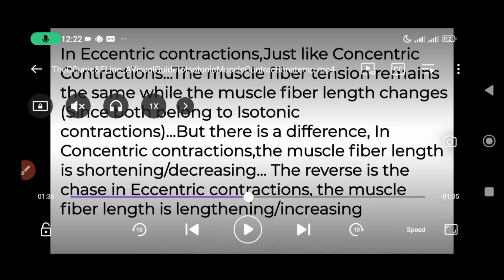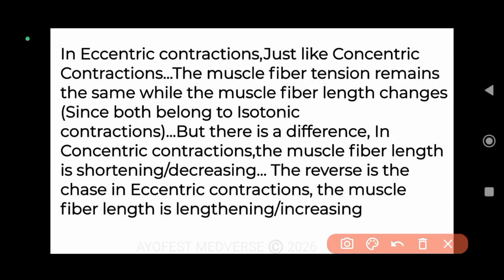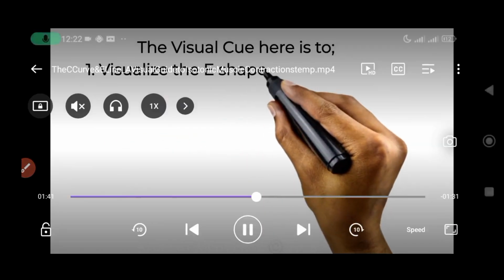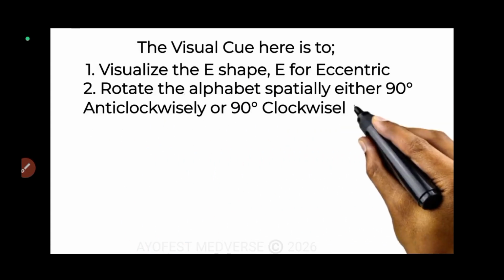Okay, so for eccentric, just like concentric, the tension remains the same while the length changes, but the length is not shortening in this case. The length is increasing, it's lengthening in this case. So concentric and eccentric are like opposites, antagonists. But the tension is still constant here. So this is the visual cue for eccentric.